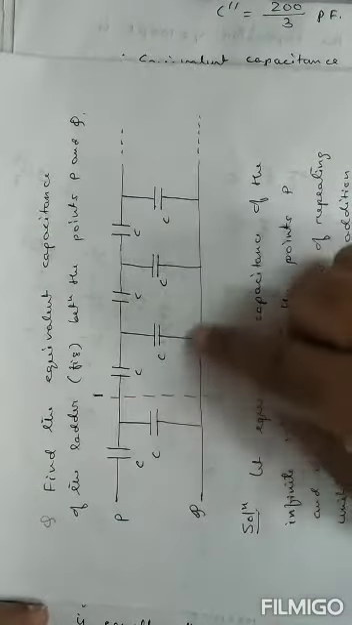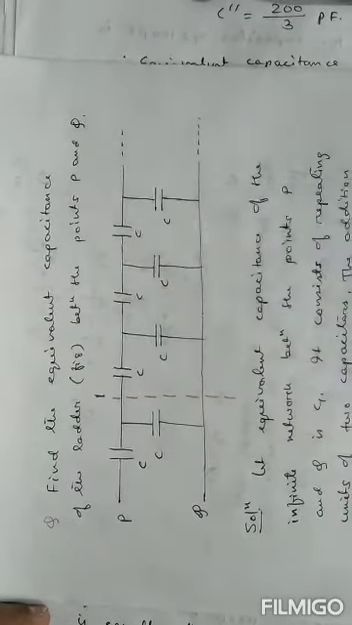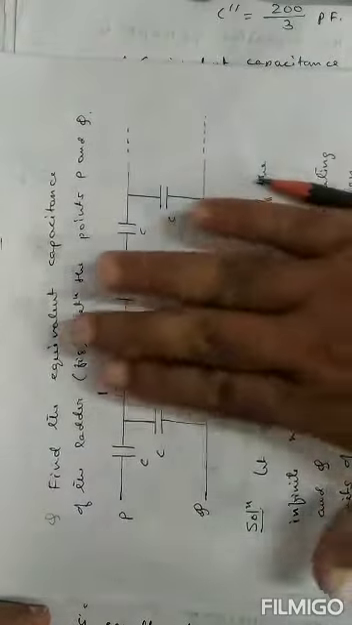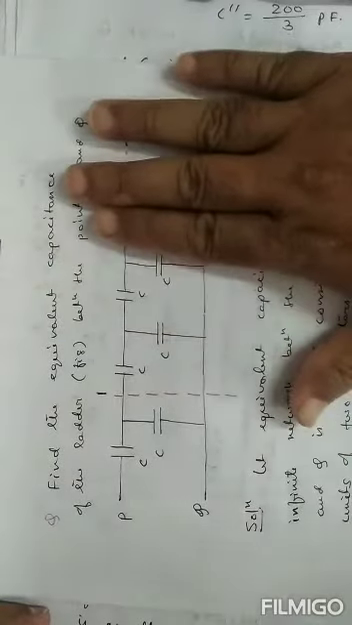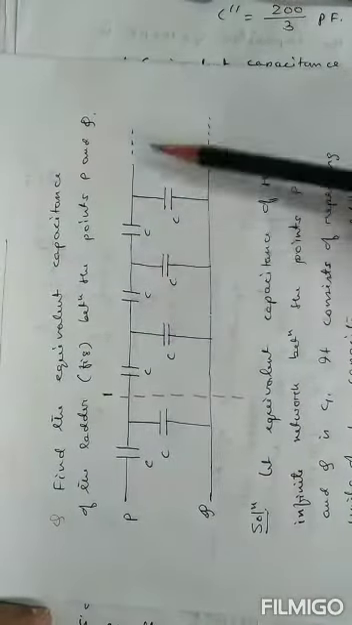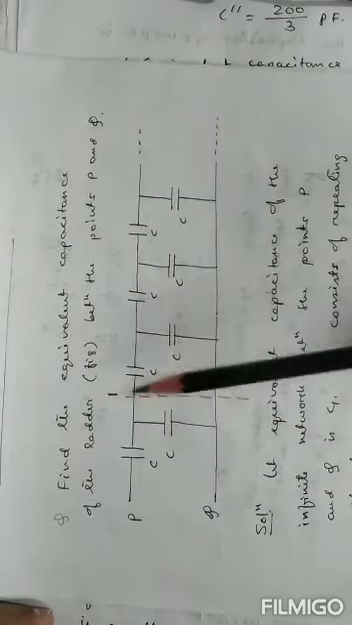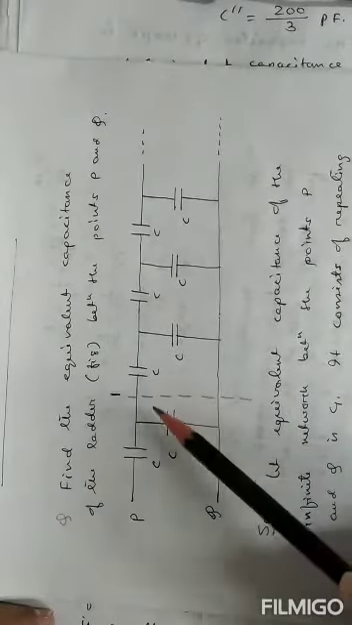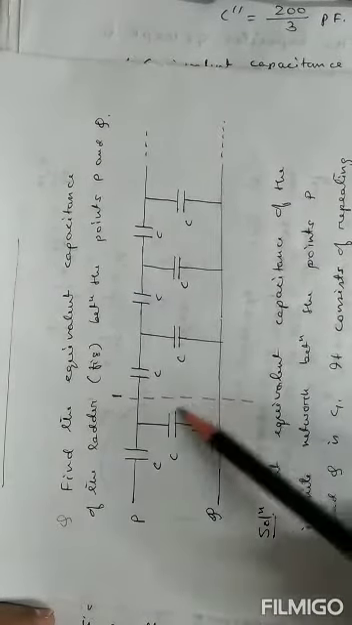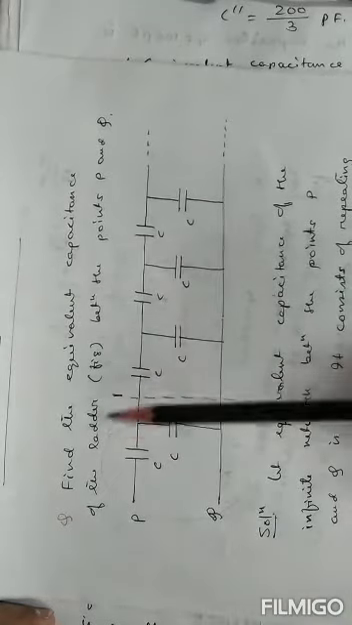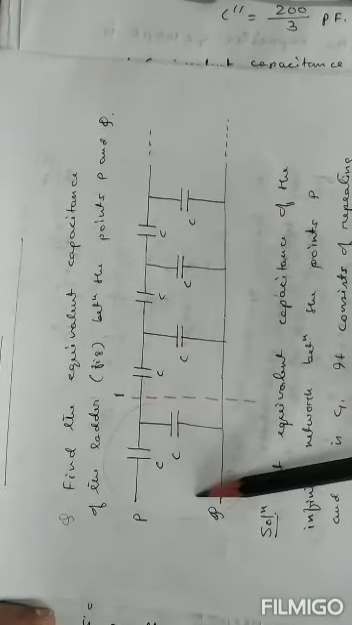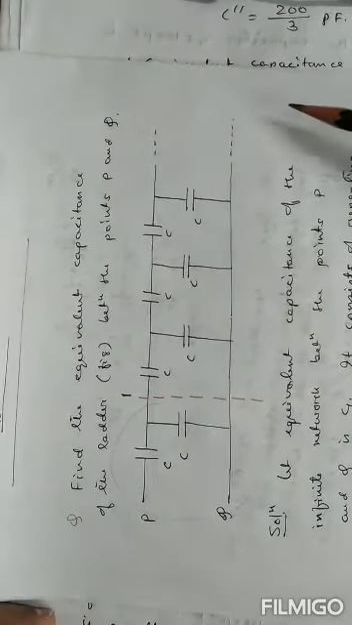There is a circuit of infinite capacitance. This is one unit. This is another unit. This is another unit. In this way, an infinite number of capacitors are there. We have to calculate the equivalent capacitance of the ladder. This is called a ladder network or infinite network of identical capacitance. Find the equivalent capacitance between the points P and Q of the ladder network.